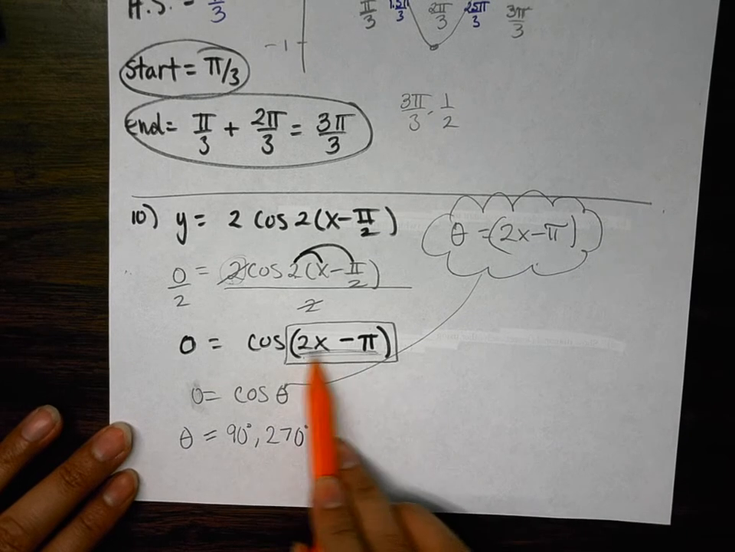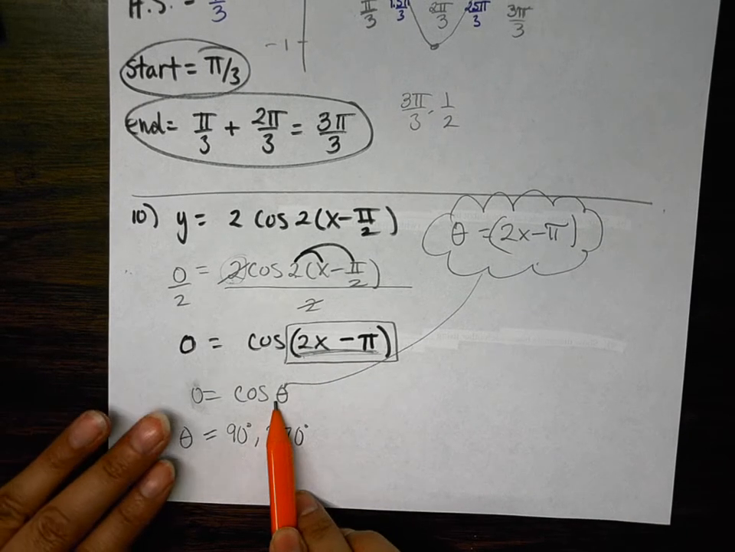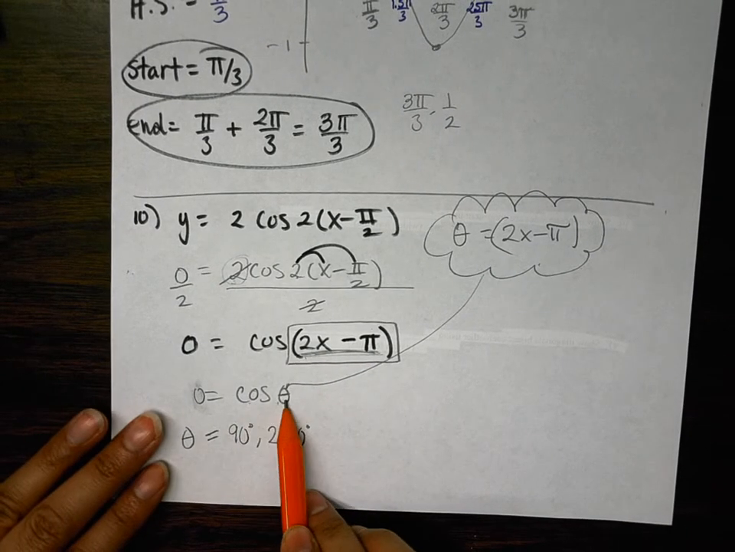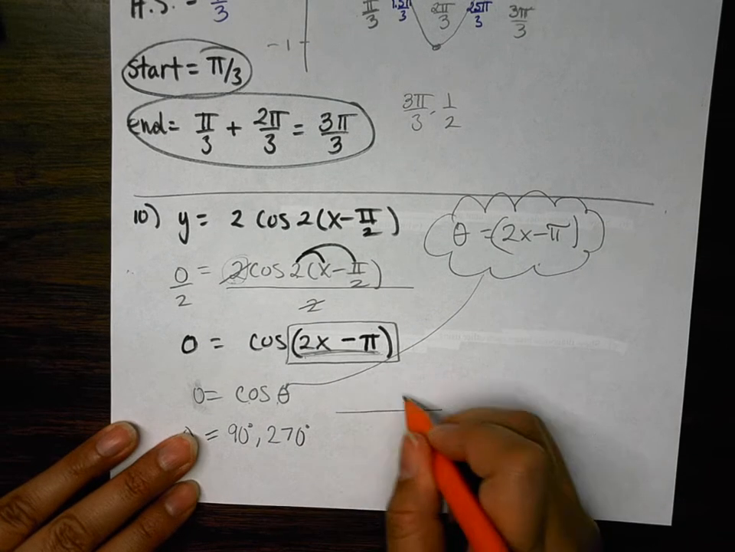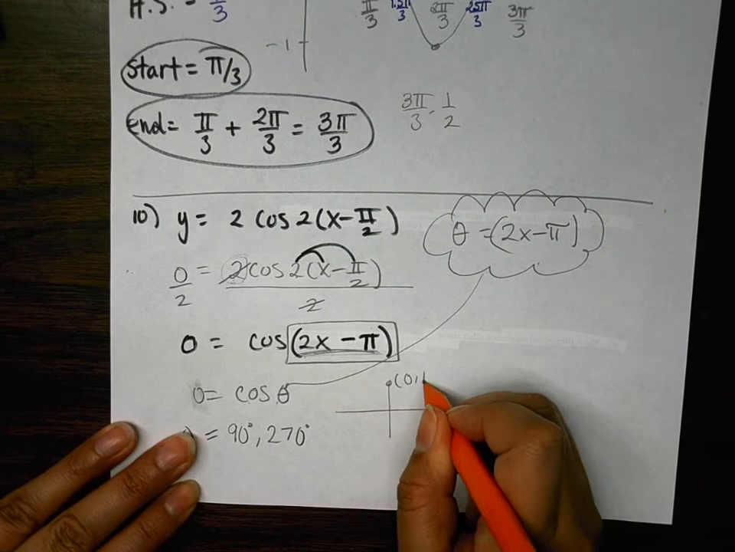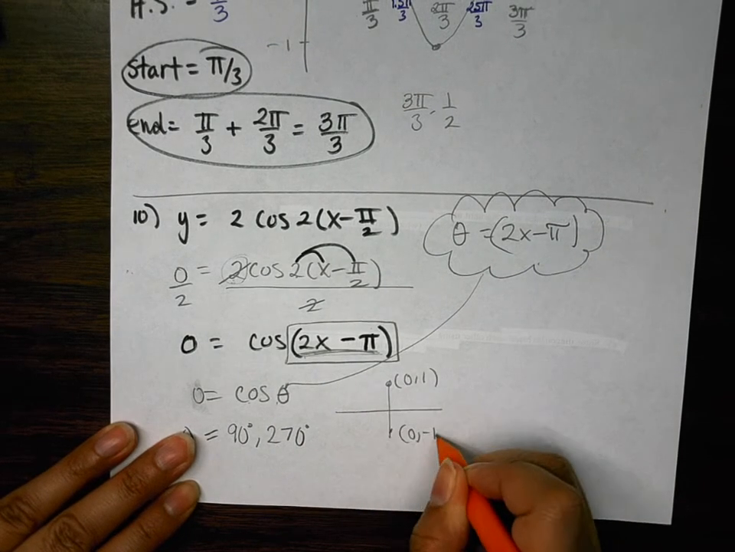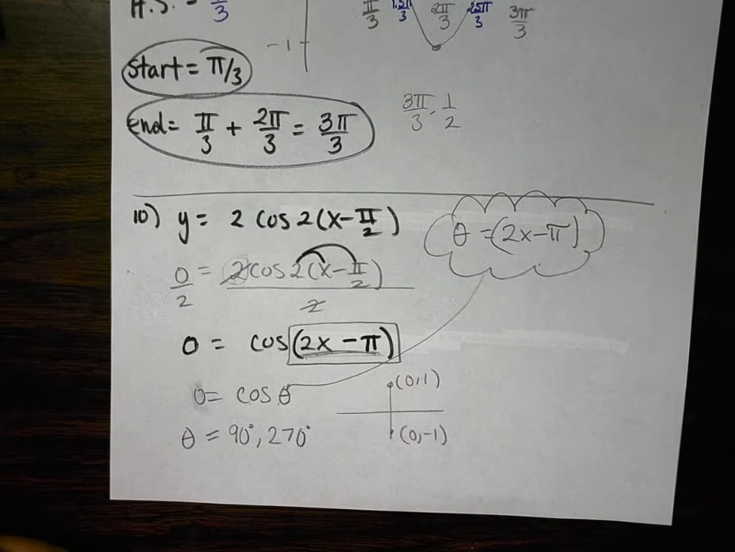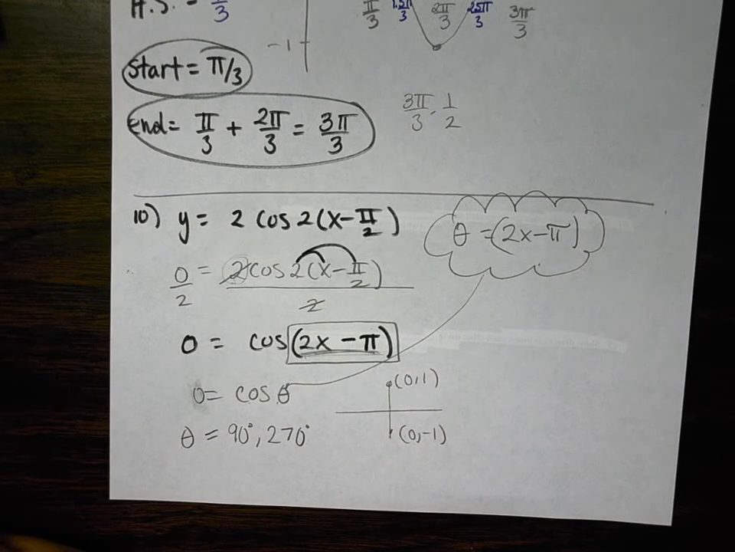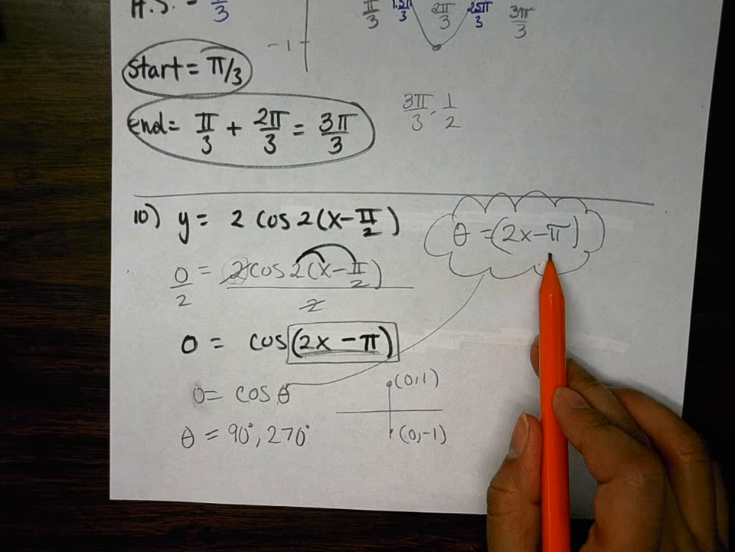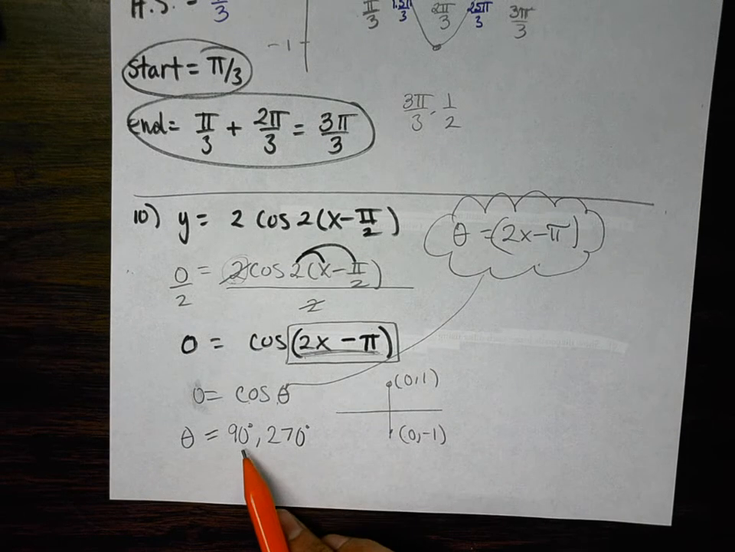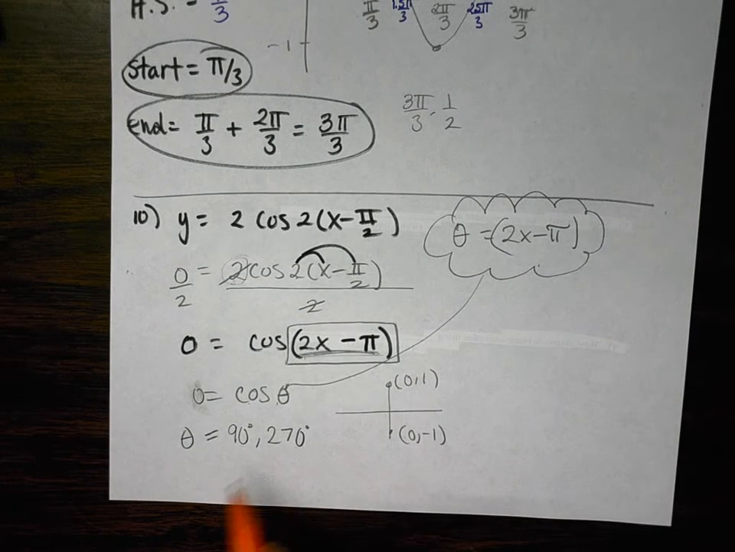I used substitution, and I put it in the spot where 2x minus pi used to be. And then I just asked, cosine of what angle is 0? And if you go to your unit circle, it's 0, 1, and 0, negative 1. So it happens at 90 and 270. So I'm going to solve 2 equations: 2x minus pi equals 90, and 2x minus pi equals 270.